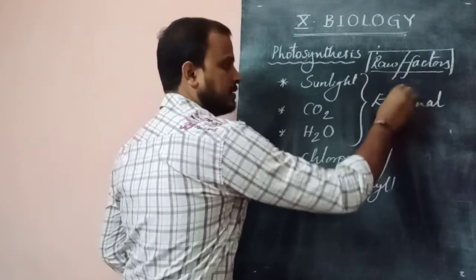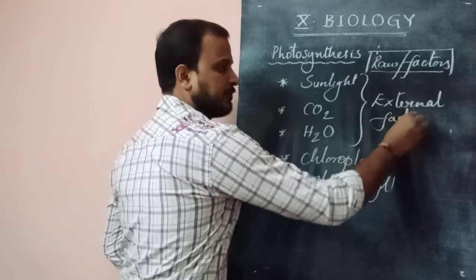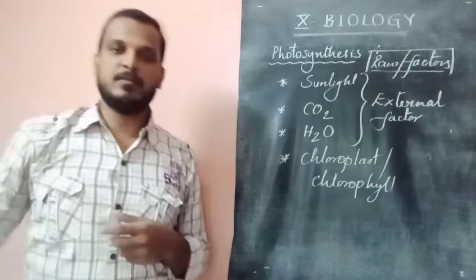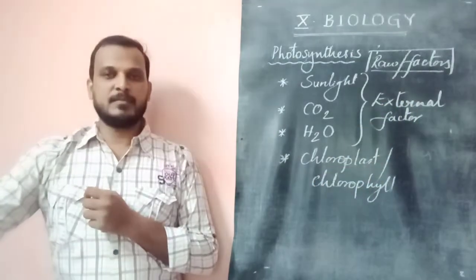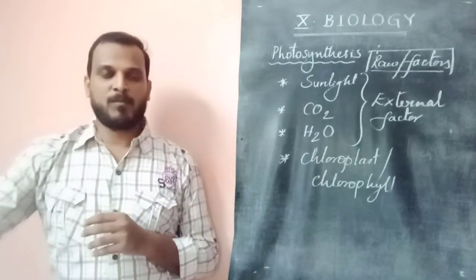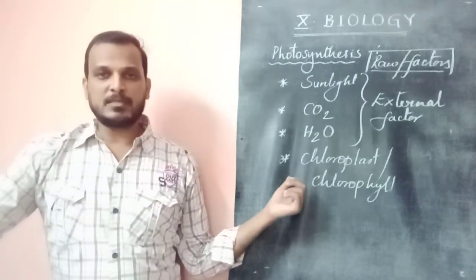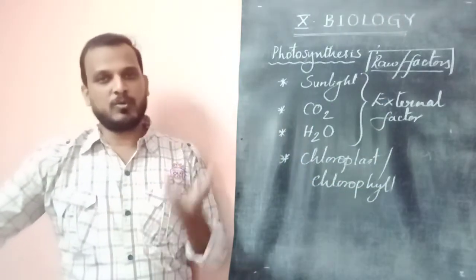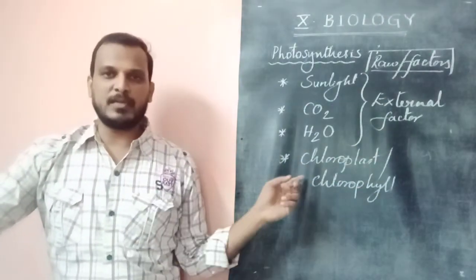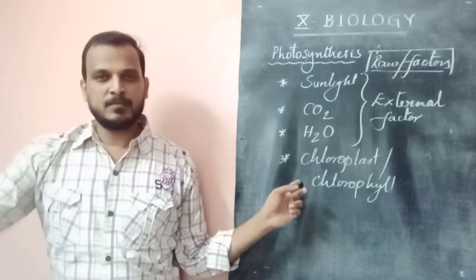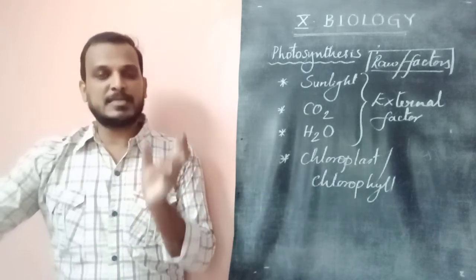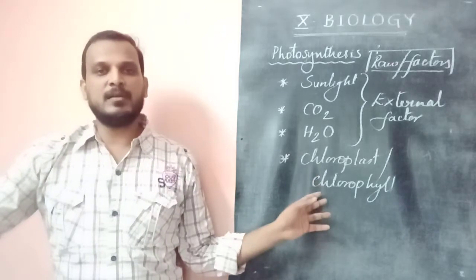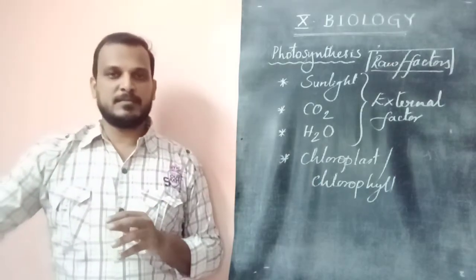What is an external factor? It means the factor which is coming from outside, which is not there inside already. That is called an external factor. And the chloroplast, there is no need to bring it from outside like sunlight, carbon dioxide or water. Chloroplast or chlorophyll is present. Chlorophyll is a pigment, you know well. Chloroplast is a cell organelle, a cell structure, and chlorophyll is a pigment present in that.